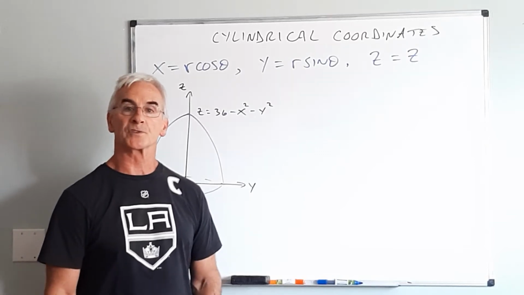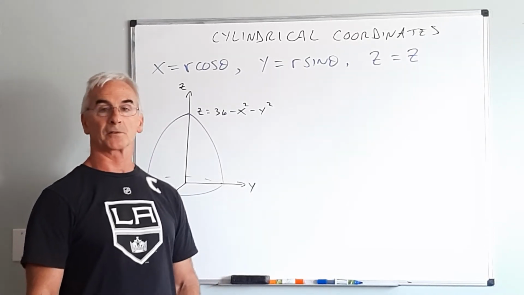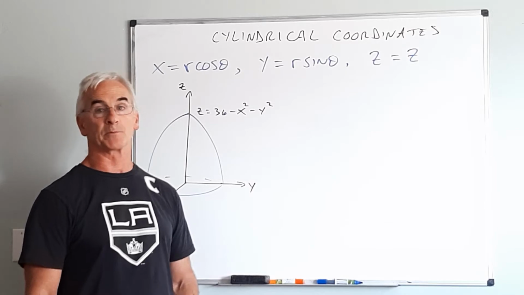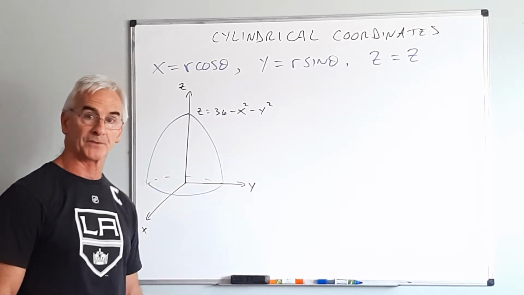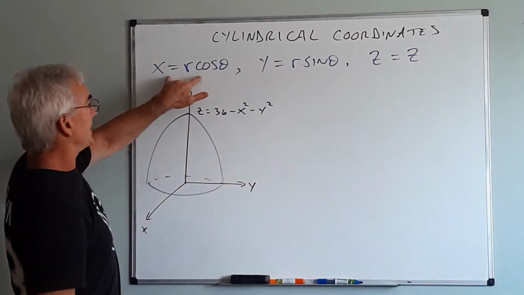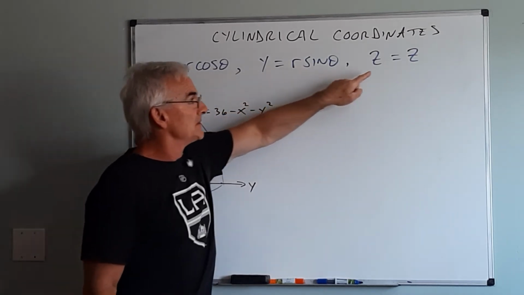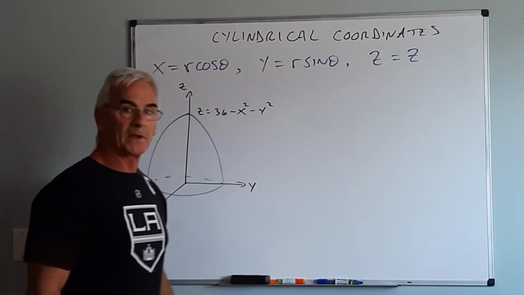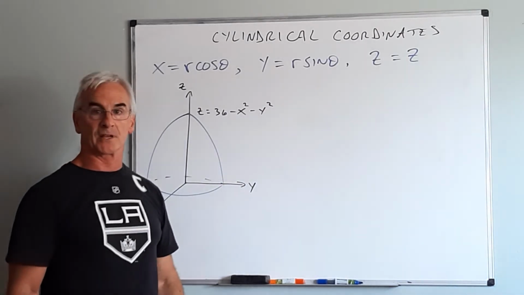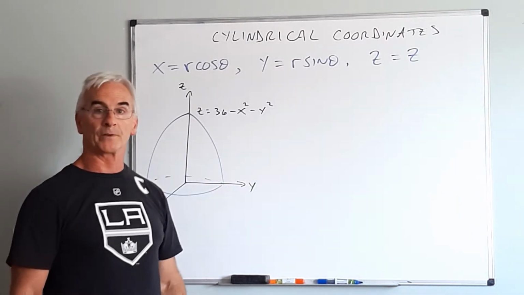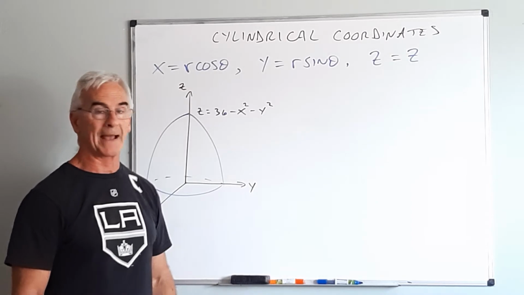We want to introduce cylindrical coordinates. Now, cylindrical coordinates are essentially the same as polar coordinates, but in 3 dimensions. We leave x as r cos theta and y as r sine theta in the xy plane, and then z remains as z. So it means we probably have a circular base in the xy plane or an integrand involving x squared plus y squared in some capacity.